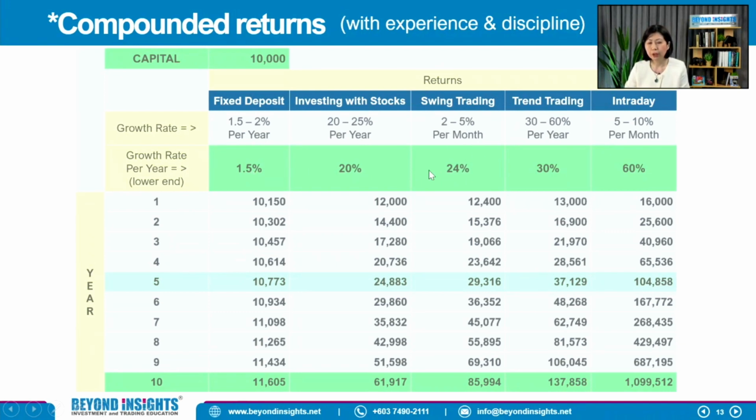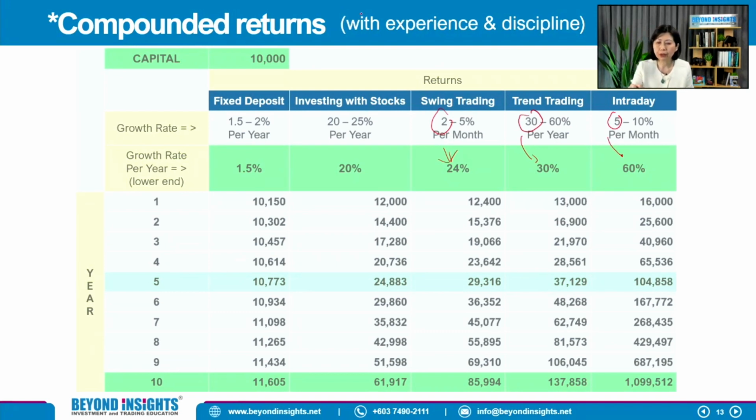So it's a per year comparison across the board. I'm taking the lower end of the range, which is 2% times 12 months. That will give you 24% per year. And for trend trading, it's 30 to 60% per year, so I'm also taking the lower range here. And for intraday trading, it's 5 to 10% per month. So I'm taking the lower range times 12, so you get 60% per year.